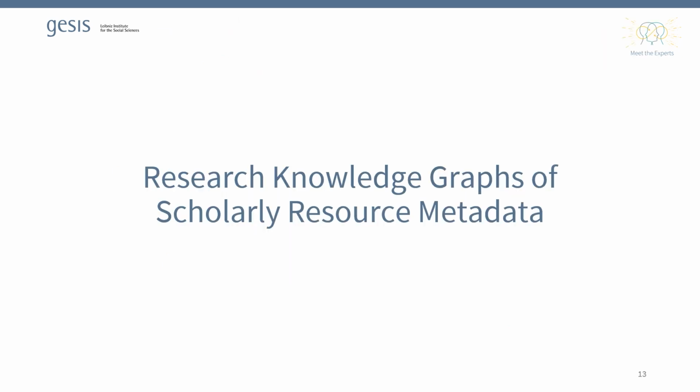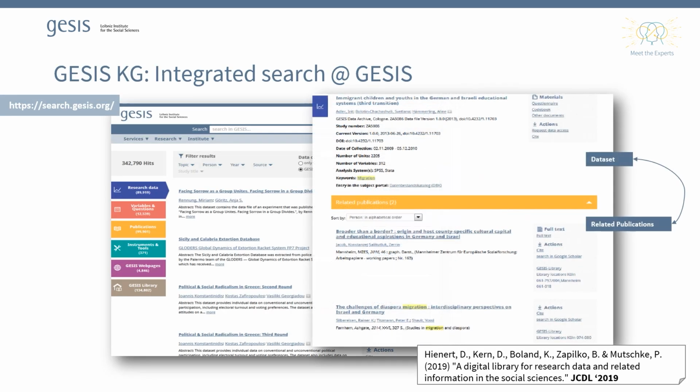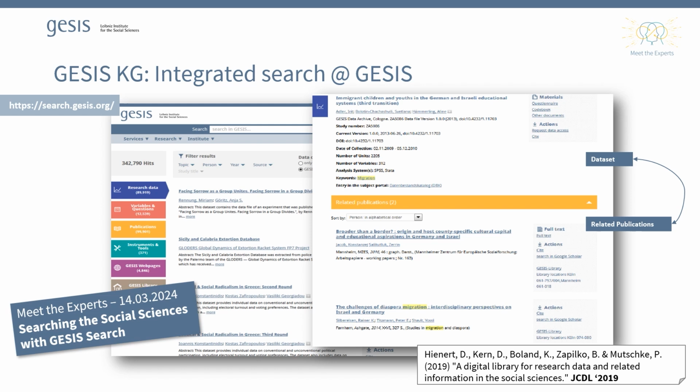Now, let's take a closer look at a research knowledge graph containing scholarly resource metadata. We can see here the GESIS search portal, in which the GESIS knowledge graph has been integrated and provides links between scholarly resources in the result list of a search. For example, users can see whether there are related publications for a certain research dataset available or the other way around. There is a Meet the Experts talk available giving more details about the GESIS search.